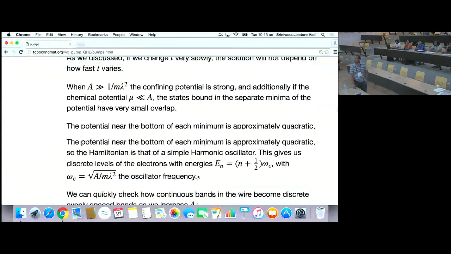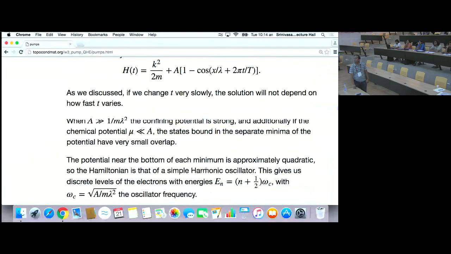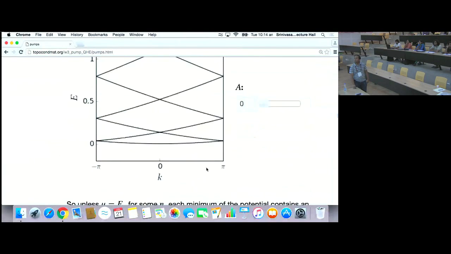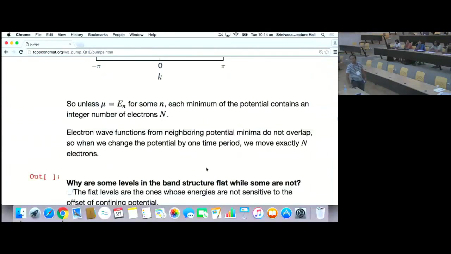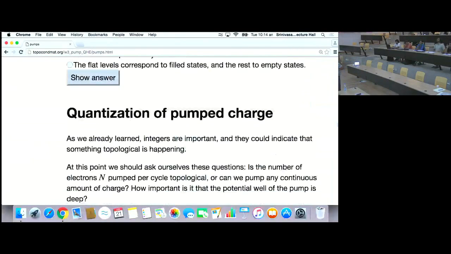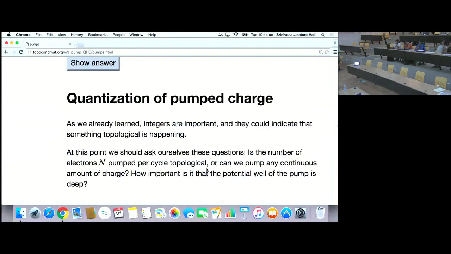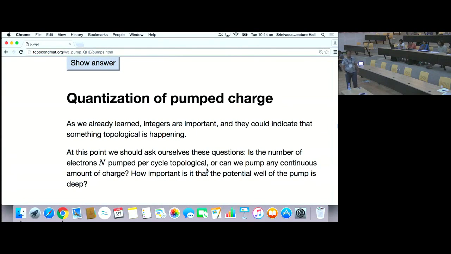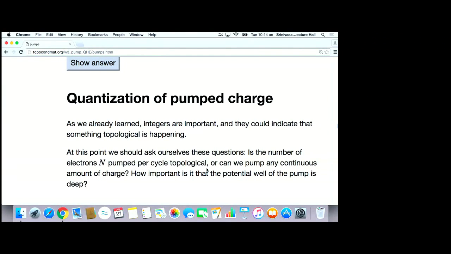So yeah, that's my potential. But now comes the subtlety. That's the basic simple picture of the Thouless pump. But that's sort of trivial, and I don't think Thouless would get to put his name on it for such a trivial idea. So there are some subtleties.